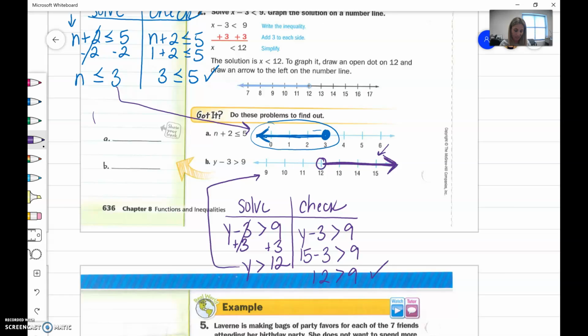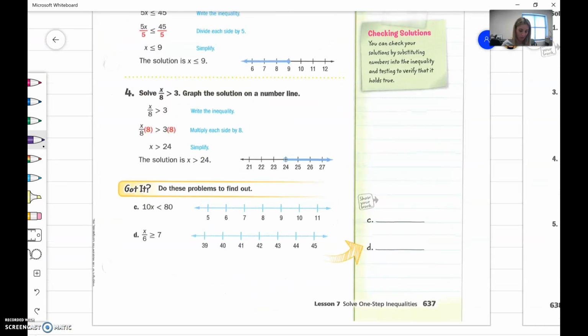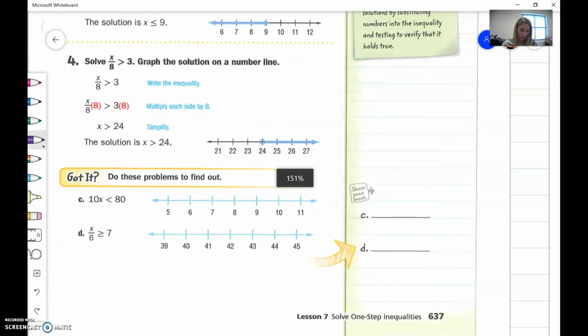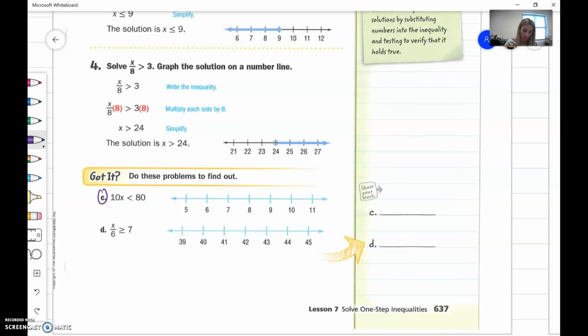Is anything going to change when we go to multiplication and division? Nope, absolutely not. So we're going to jump right down here, and we're just going to do some practicing with multiplication and division. So let's take a look at C. We're going to write C over here. So we're going to do solve, and we're going to do check.